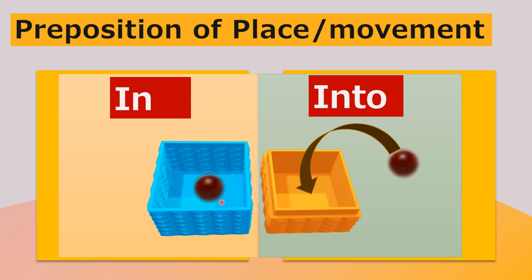The ball is in the box. Into. Here, the ball is coming in the box from outside. It is in the movement form and it is coming from somewhere outside into the box. So at that time we will use into. The ball is jumping into the box.